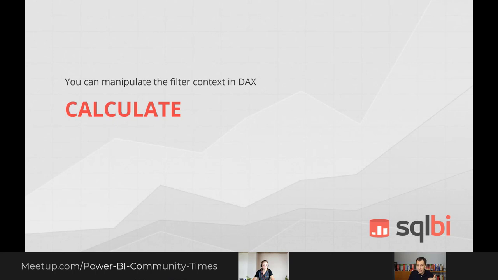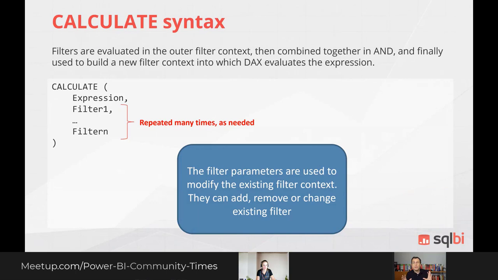CALCULATE works this way. You write the expression you want to evaluate, followed by one or more filters that you want to apply to the filter context. CALCULATE gets the initial filter context, applies the filters that you specify, and then executes the expression. Which means that CALCULATE has a complexity. It has to be read bottom up. Because when you read CALCULATE, first you apply the filters, then you evaluate the expression.